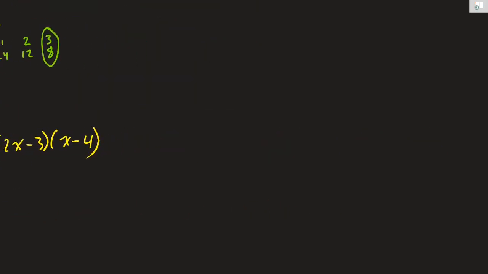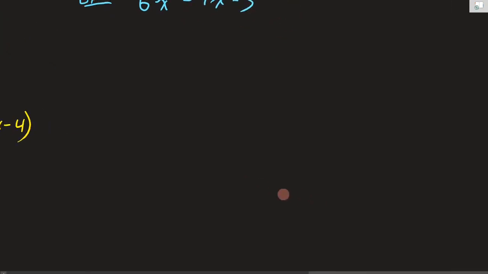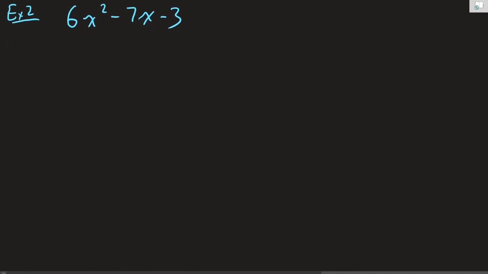So you can jump in and you can pause the video as soon as I've written this question down if you're feeling confident. If you're not feeling confident, then you can just wait a second. I will show you how to do this. So 6x squared minus 7x minus 3. Okay, if you're feeling confident, pause the video right now, try it.